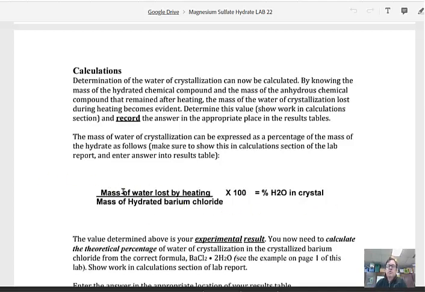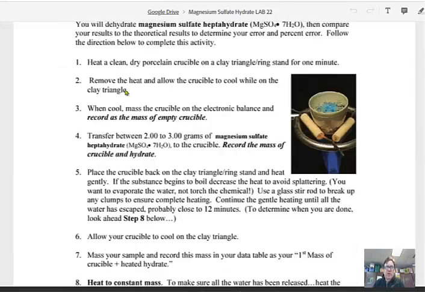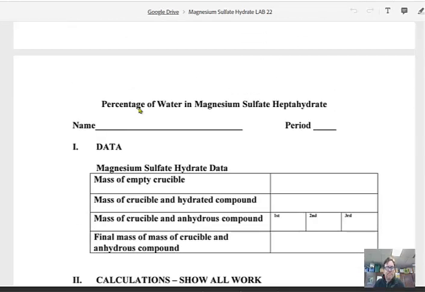We never directly measured how much water you lost and the mass of the original substance. Remember, we massed out our crucible and then we put about 2 to 3 grams in there. So your weights that you had in your data table, if we go over here, let me get down to the bottom. Right here on the data table was the mass of the empty crucible, and then the mass of the crucible and hydrated compound, right? So if you subtract the crucible out of that, you'll get the mass of the hydrated compound.